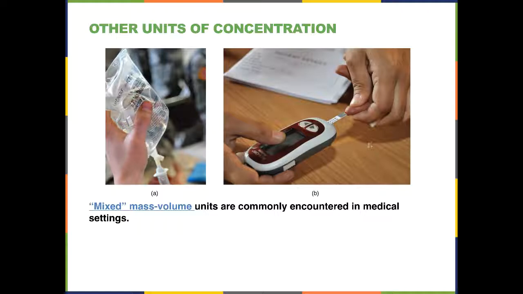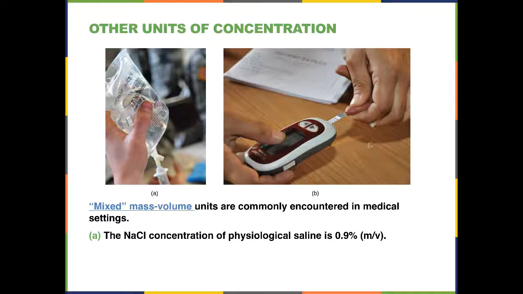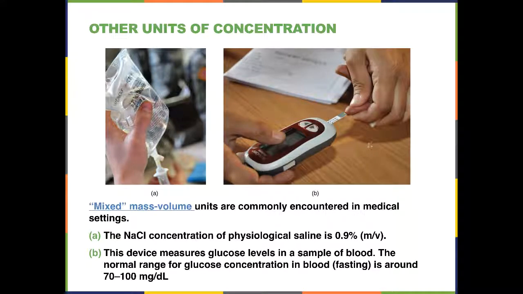Mixed mass volume units are commonly encountered in medical settings, and that's why we have to talk about it in this course, because in medical settings they frequently talk about mixed mass volume units. For example, sodium chloride is physiologic, that is the amount of sodium chloride in the body is 0.9%, and that's a mass percent. So it's 0.9 grams of sodium chloride in 100 grams of blood or water. The device shown on B here is a glucometer, which shows the concentration of glucose, which is measured in milligrams per deciliter. So you can see that there are all different mixed units that are used in medicine.